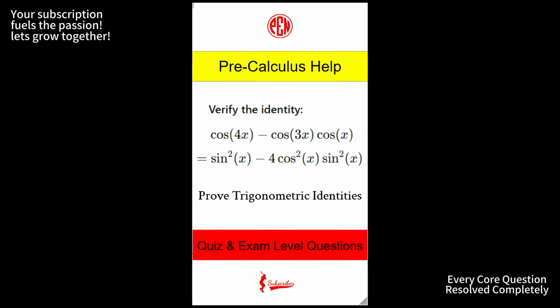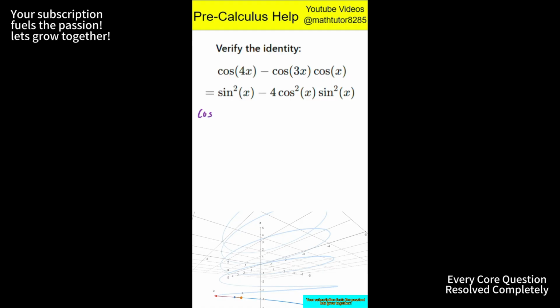This question is to prove trigonometric identities. A step-by-step guide. First, recognize compound angle identities. We begin by rewriting the left-hand side of the equation using angle addition formulas.